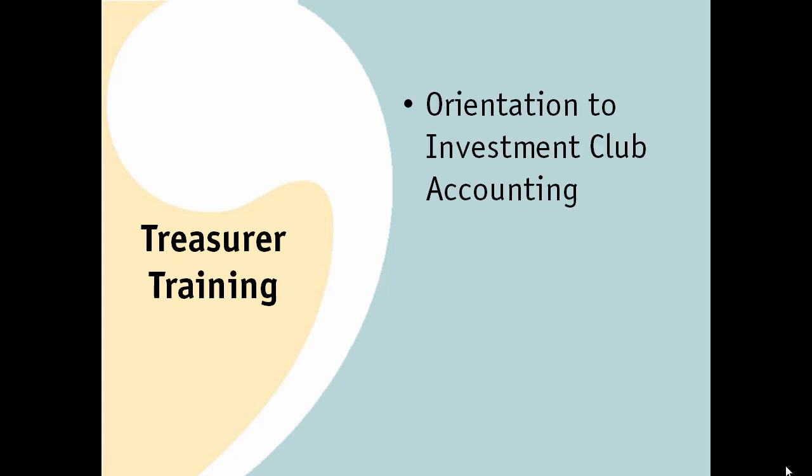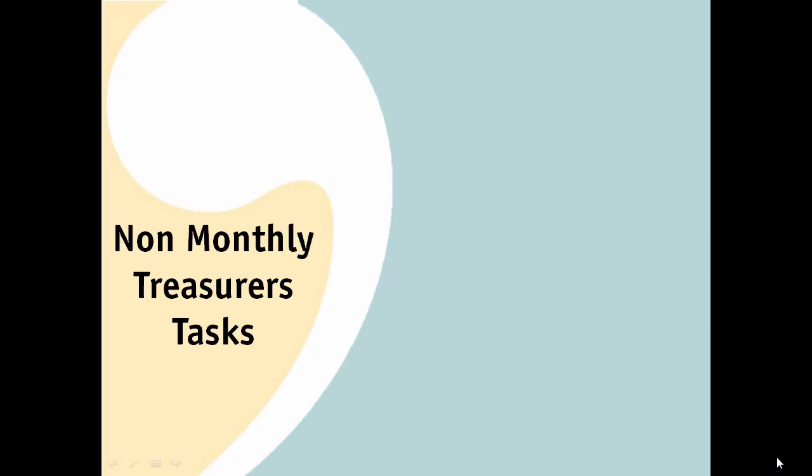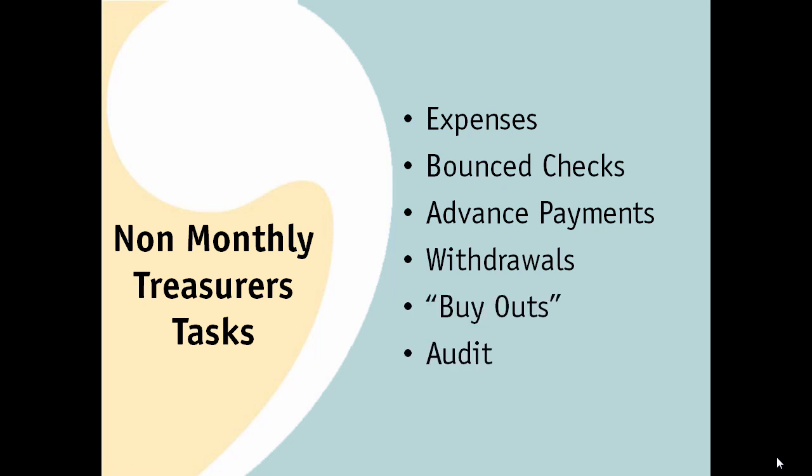In the first part, we gave you an orientation to your investment club accounting. In the second part, we discussed monthly treasurer tasks. In this part, we're going to talk about non-monthly treasurer tasks. This includes handling things like expenses, bounced checks, advance payments, withdrawals, buyouts, your annual audit, and your taxes. There's a lot of material to cover here, so we'll just be touching on some of the basics.